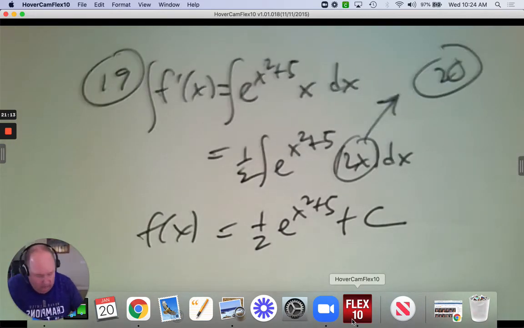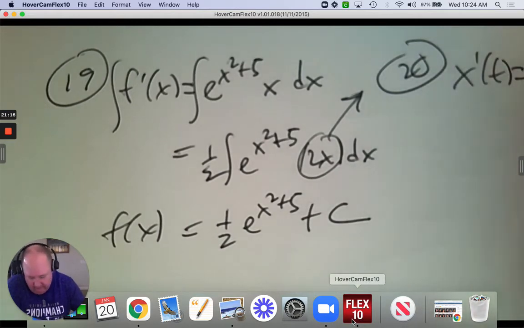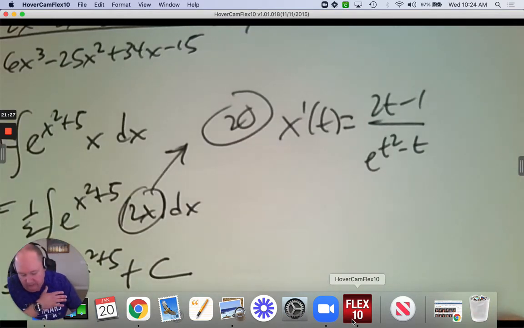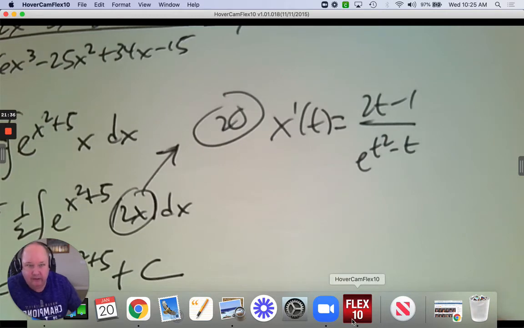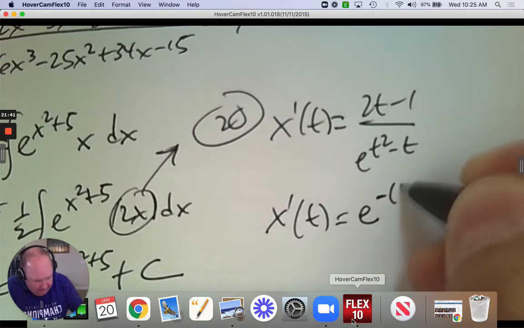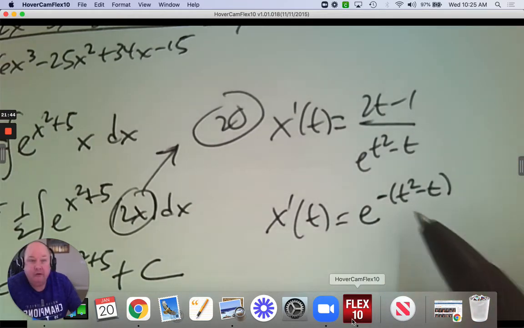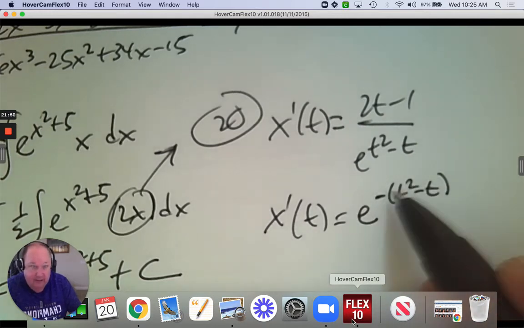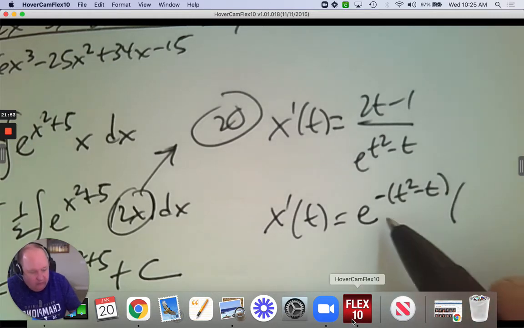In number 20, you have x prime at t is equal to 2t subtract 1, over e to the t squared subtract t. And then what would I do from here? So the first thing I'd recognize is I want to write it calculus friendly to understand what's happening. So I don't want a fraction. So I'm going to write this as e to the negative of what I just see. So this exponent I'm just making negative, so that's actually negative t squared, and a negative is plus t, but that's it. And then what hook do I need that comes from there?